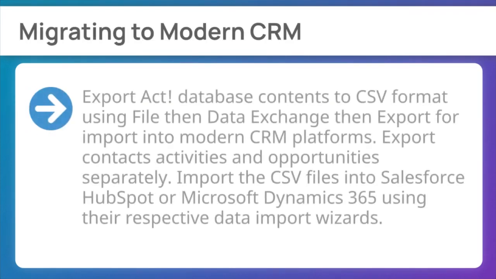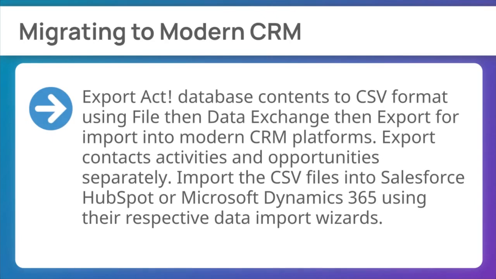Finally, migrating to modern CRM. Export ACT database contents to CSV format using File, then Data Exchange, then Export for import into modern CRM platforms. Export contacts, activities, and opportunities separately. Import the CSV files into Salesforce, HubSpot, or Microsoft Dynamics 365 using their respective data import wizards.